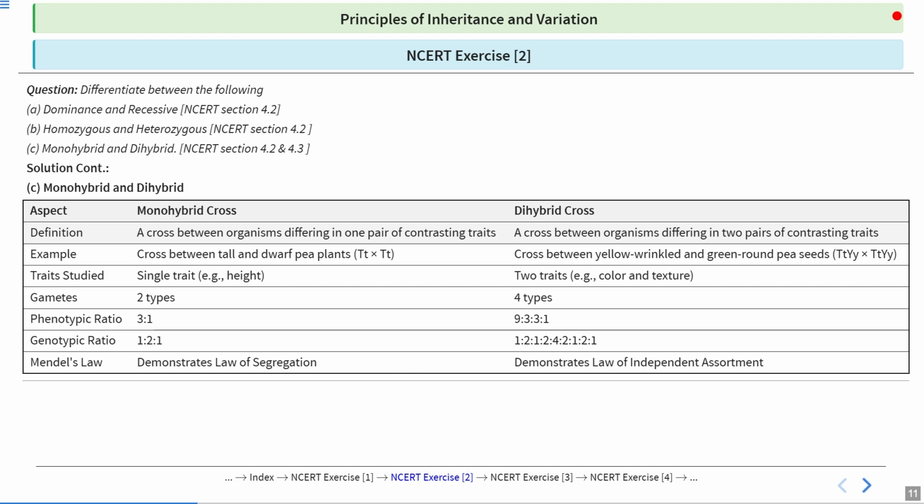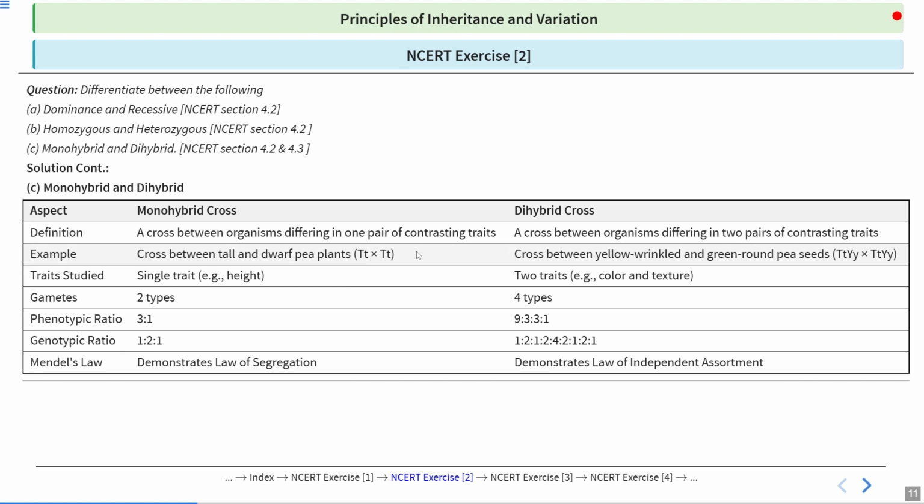Whereas a dihybrid cross is a cross between individuals which differ in two traits, and these two traits are controlled by two different genes. You can see here, a cross between organisms differing in two pairs of contrasting traits. Monohybrid cross example: cross between tall and dwarf pea plant. This is a monohybrid cross. These two individuals which are being crossed differ in only one trait.